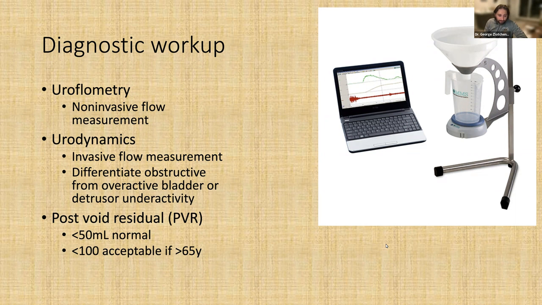PVR is also important. You want to make sure they have, 50 to 100 is acceptable. Those may sound like a big number, but they're not. Often men over 65 have 100 milliliters of post-void residual. So that was actually considered normal.